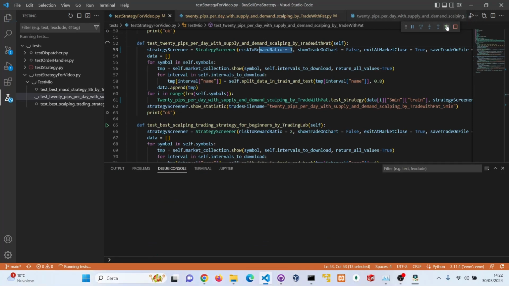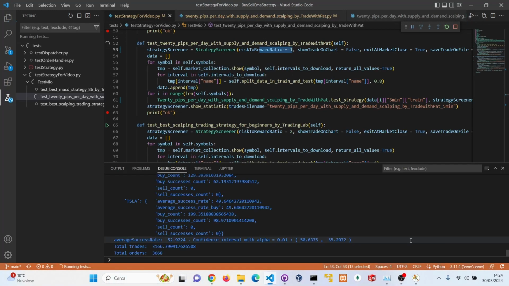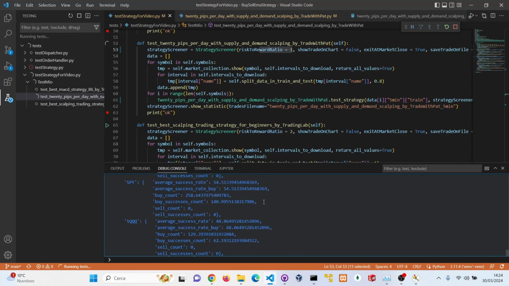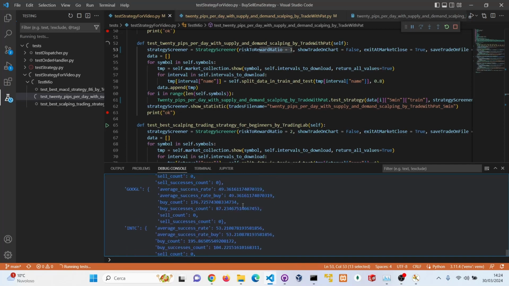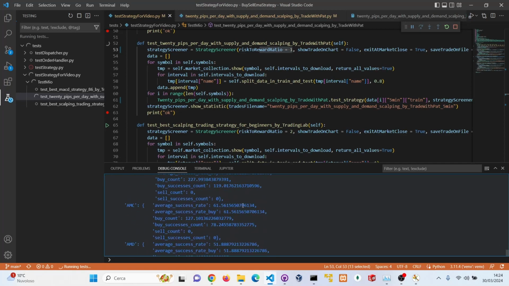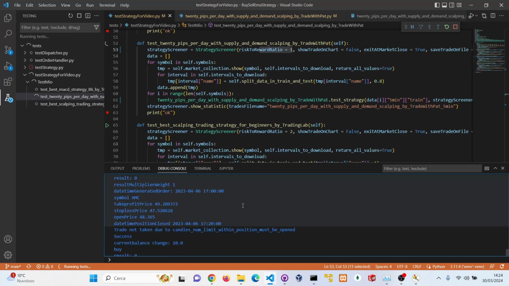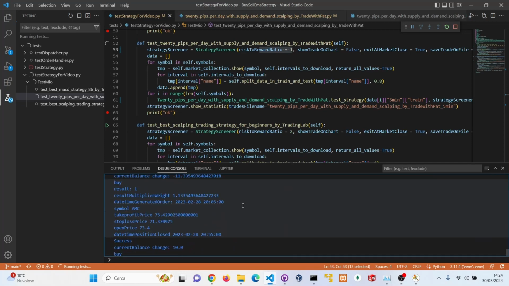So let's run it again, and let's see. Now we have a 52.9 percent average success rate. The confidence interval goes past 50, where 50 is the average success rate to break even. And here we can see how it performs on different stocks, and it performed quite well.